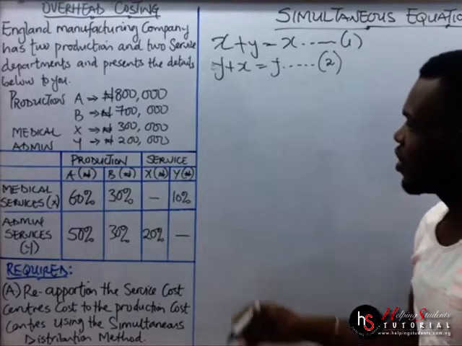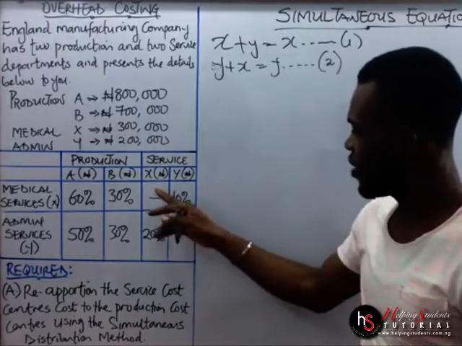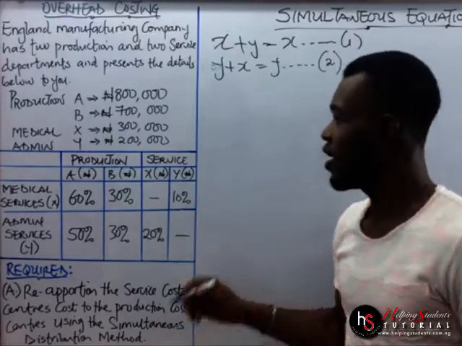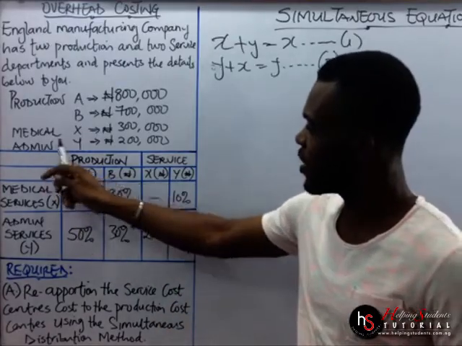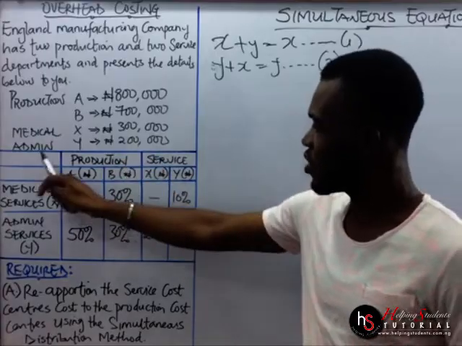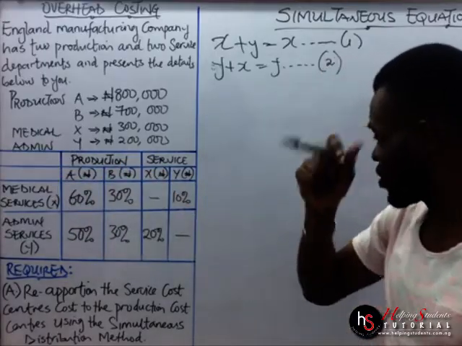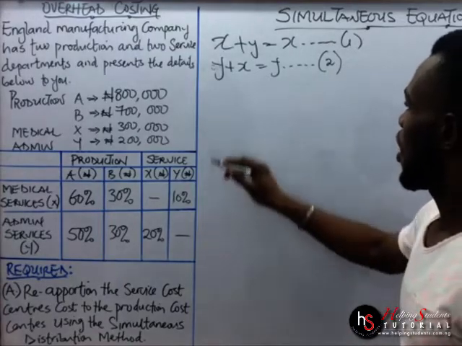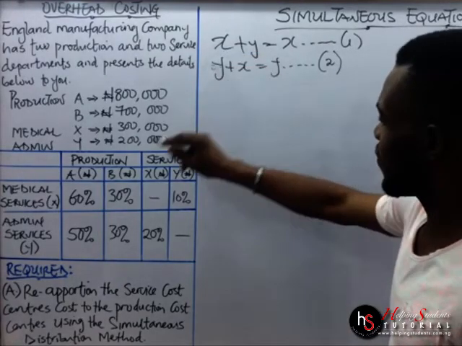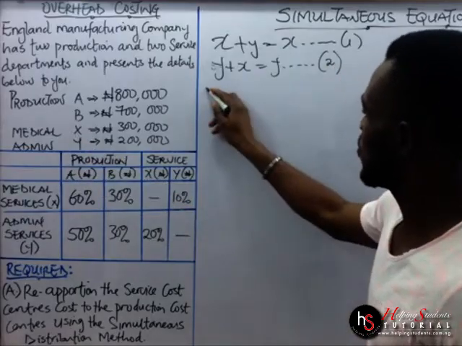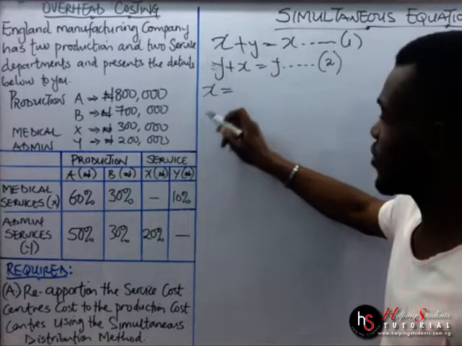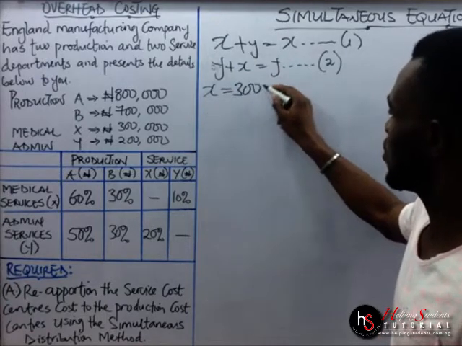First of all, we are going to consider x and y. We need to know the particular value to make use of. When we come down to the question, medical x, we have 300,000, admin y, we have 200,000. So to answer this question, it goes this way. When we have x, we say x is equal to the value we have here, 300,000.